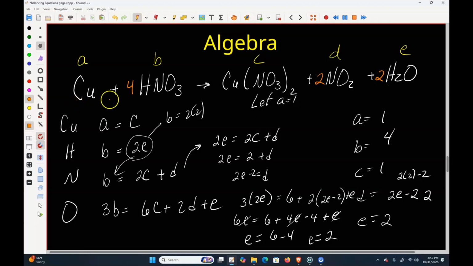So I have 1 copper, 1 copper. I have 4 hydrogens, 4 hydrogens. 4 nitrogens. I have 2 plus 2 is 4 nitrogens. 4 oxygens. 3 times 4 is 12. So I have 6 plus 4, which is 10, plus 2 is 12. So that balances.